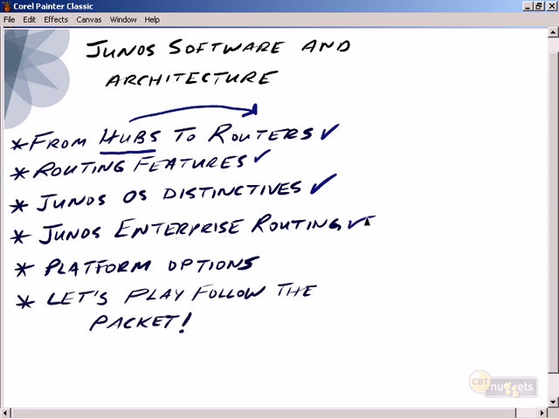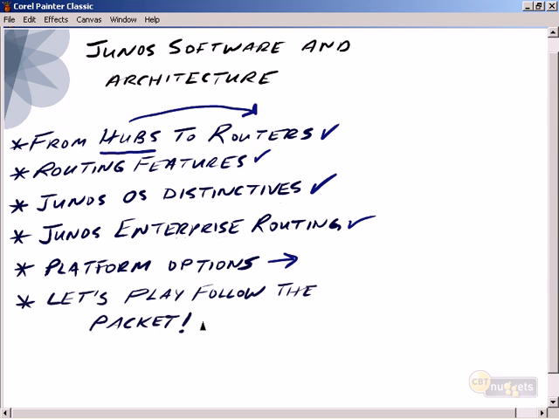Of course, we're going to build on this throughout this entire path, from JNCIA to JNCIS to JNCIP, and hopefully beyond to Expert. Then we'll look at some platform options. We'll go on a web safari up to the website, juniper.net, and check out some of the products they have right now in 2012. And then I'm going to finish this up with a little exercise, a fun little game. We're going to play Follow the Packet.